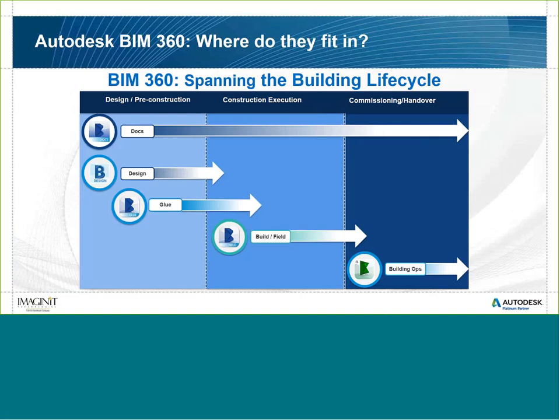And then we have BIM 360 Glue, which we will be talking about today, which of course is that clash coordination tool that both architects and designers can use at an early stage and during pre-construction, and of course during construction as you're getting shop models in, you're able to confirm that those models don't clash with maybe the architecture or the structural models. And of course you have BIM 360 Build for your field management processes.